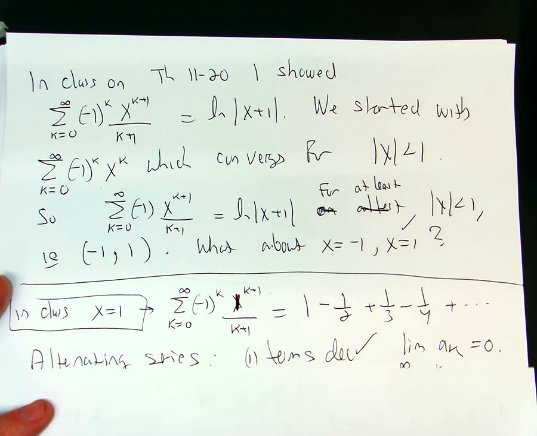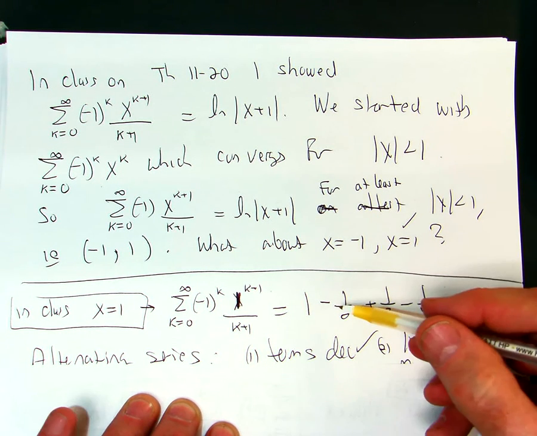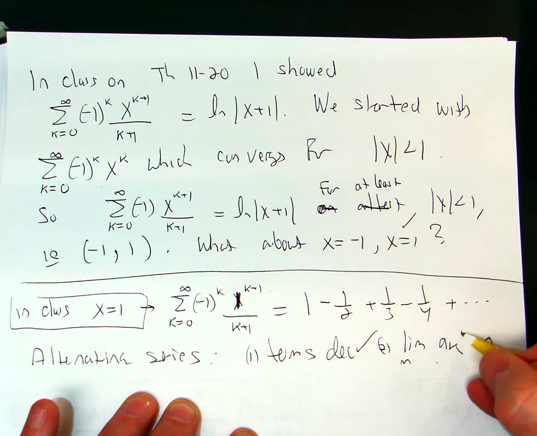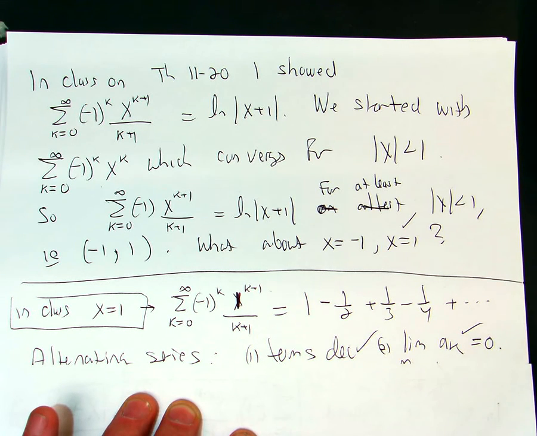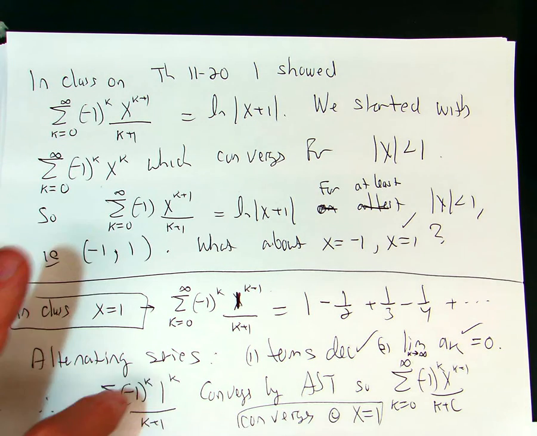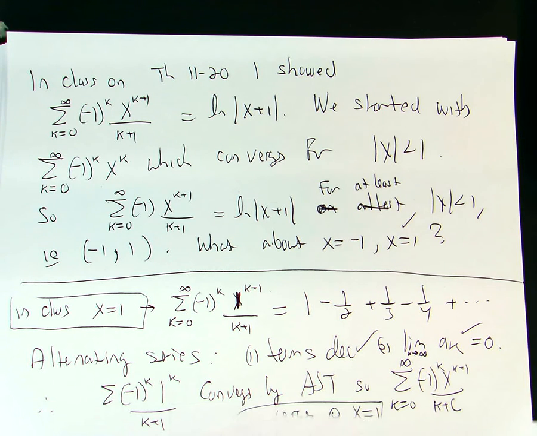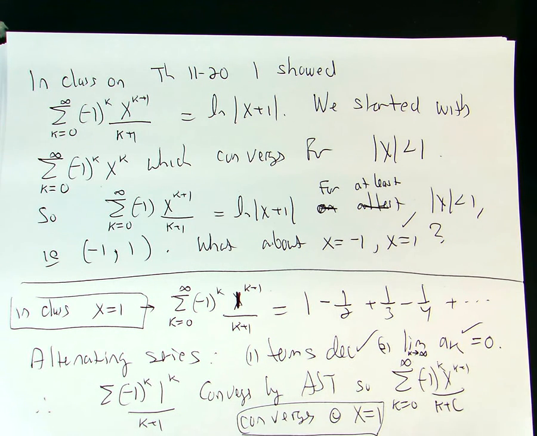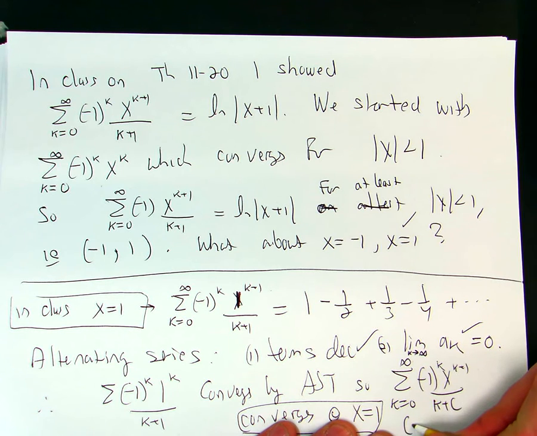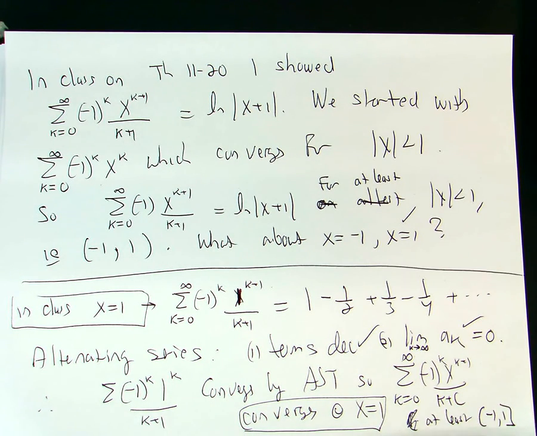So it's an alternating series, and we showed that the terms decrease. It's pretty clear to see that 1 is greater than 1/2 is greater than 1/3, and that the limit of a_k is equal to 0. Sorry, it's the limit as k goes to infinity. So this series converges by the alternating series test. That means this series converges when x is equal to 1. So now the interval of convergence is at least, cross that out, -1 to 1 closed.